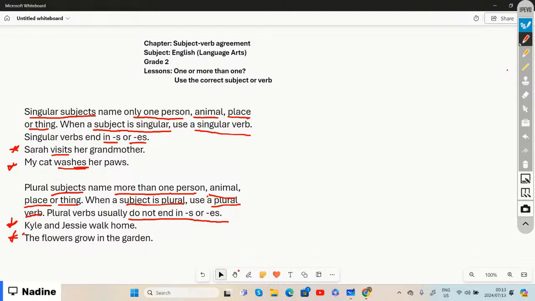If we look at an example of a plural subject with a plural verb, it says Kyle and Jesse walk home. As you can see, walk doesn't end with an s. And remember, our verb does not end with an s or es. Kyle and Jesse refers to two people. They walk home.